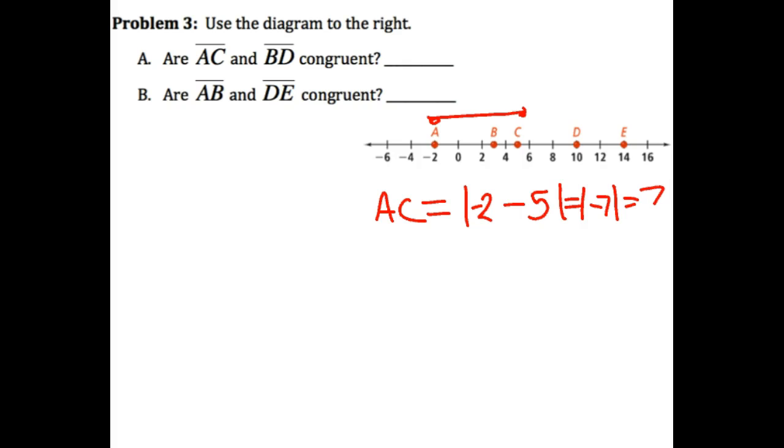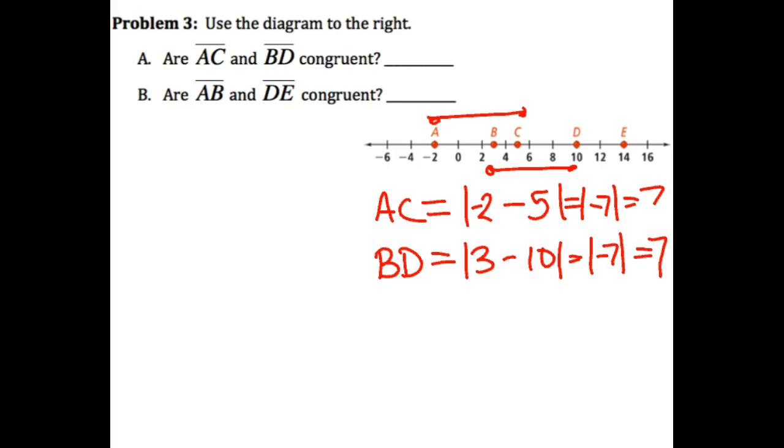Well, that's great, but it's not all that helpful if we don't have BD. So we're going to do the same thing now with BD. Here are your endpoints. Well, B is at 3 and D is at 10. We do the math. We should get 7. So AC and BD, they're both 7, which means they're both equal. And if they're both equal, they are the same. They are congruent. So the answer to this one would be yes.